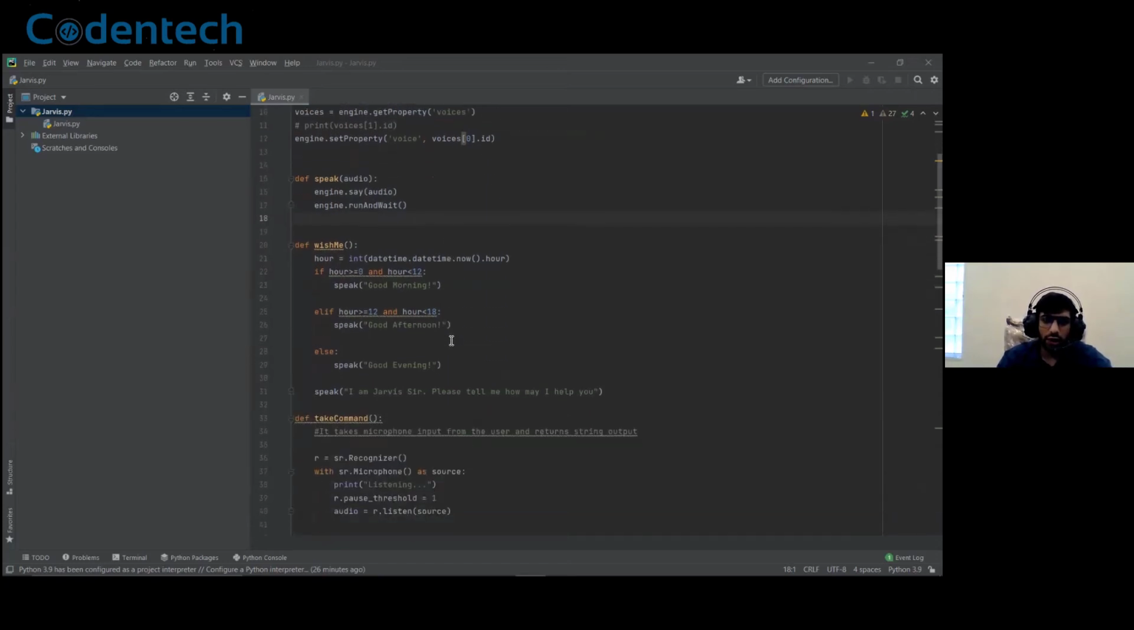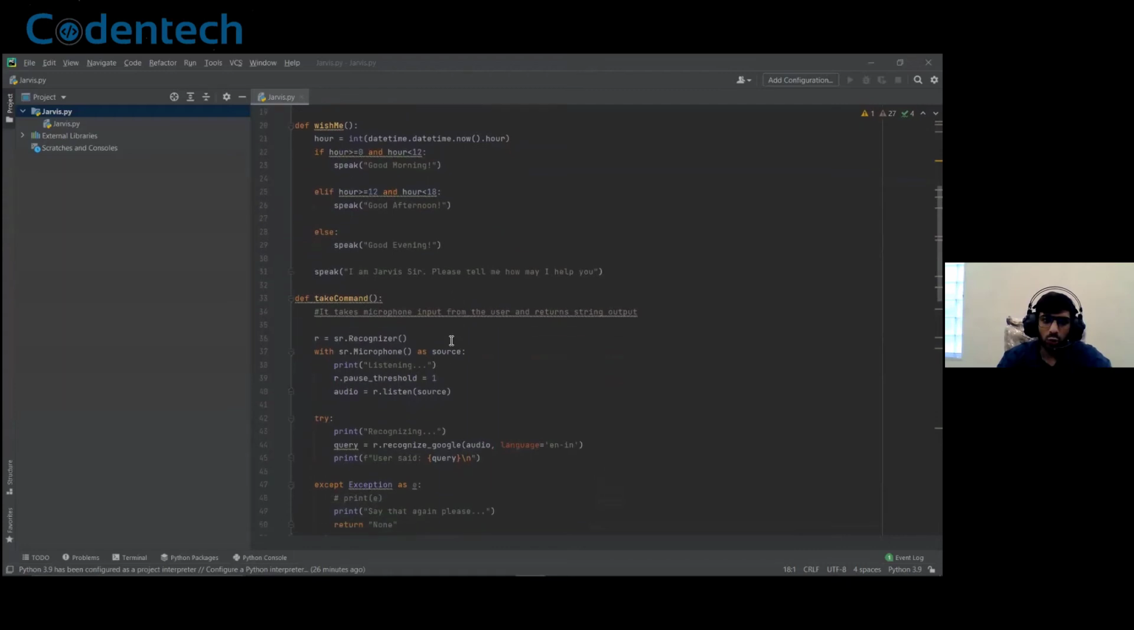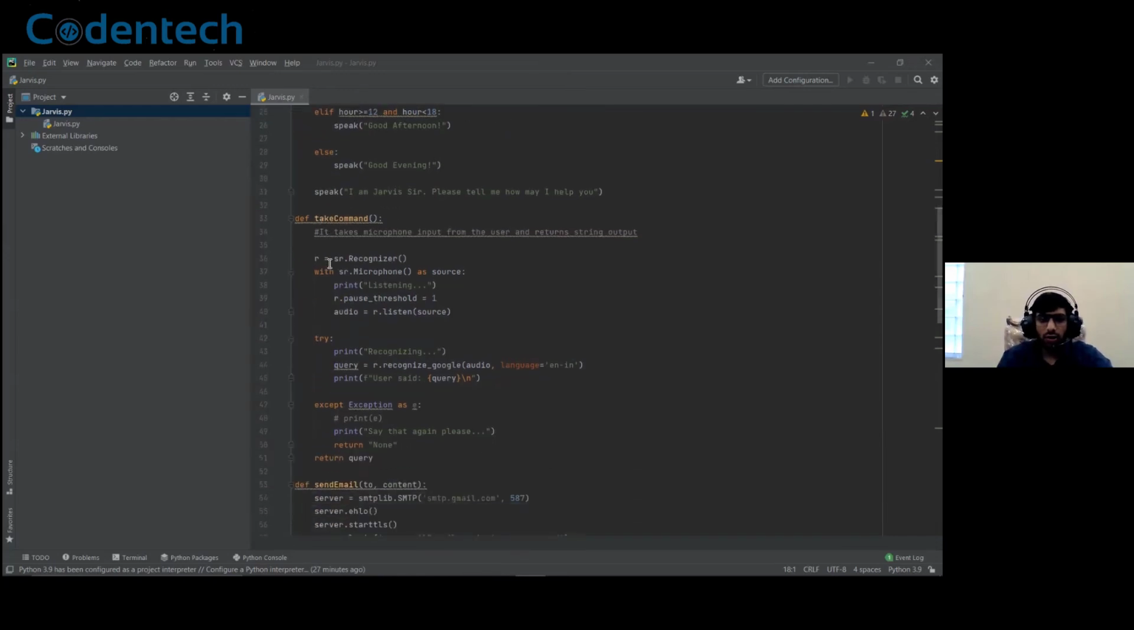If we move ahead, I have prepared a code base that wishes me according to the time frame. Like I have given, if the hours are less than or equal to this, wish me good morning. Else if the time is this, you should wish me good afternoon, and else good evening. For taking commands from the microphone and it returns output. Here's the command.